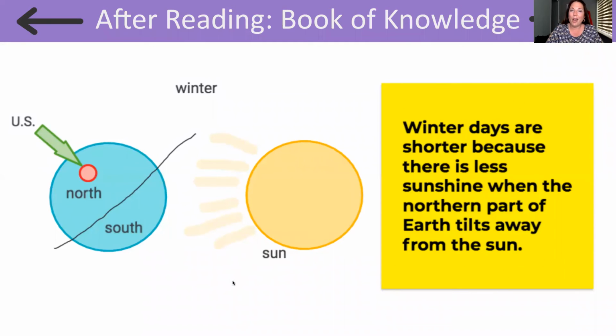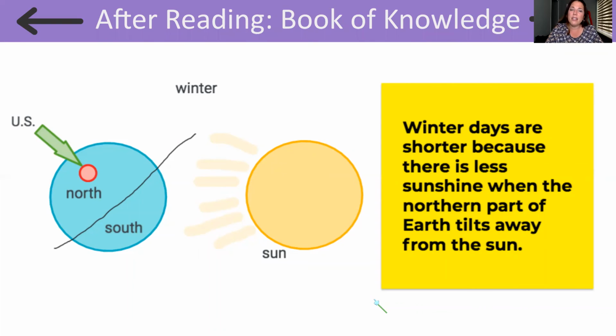So as I was thinking about the Article-A-Day, why do we have winter? I was thinking about how in the north, the US, the United States, might have winter because we are tilted away from the sun. But the South might have summer because it tilts toward the sun. So I use this sentence frame that winter days are shorter because there is less sunshine when the northern part of Earth tilts away from the sun. I thought that was important for me to remember from this article.